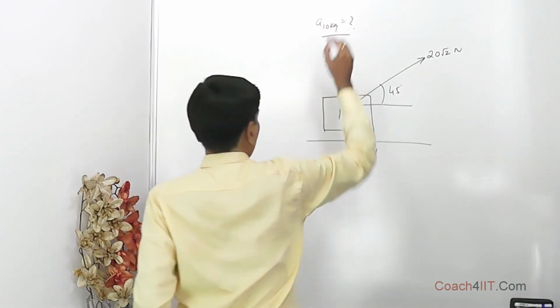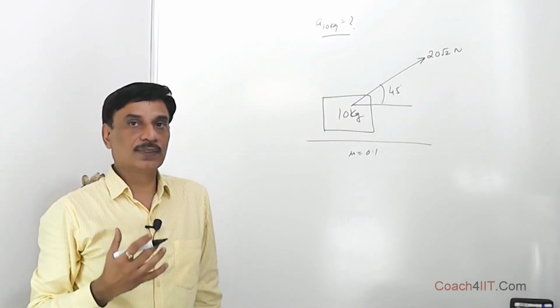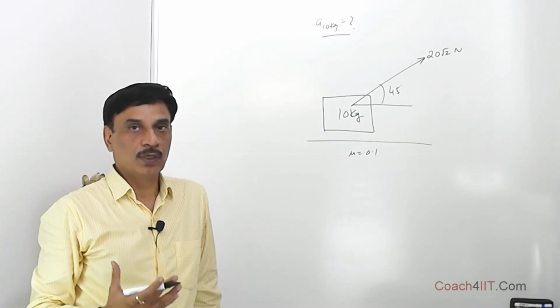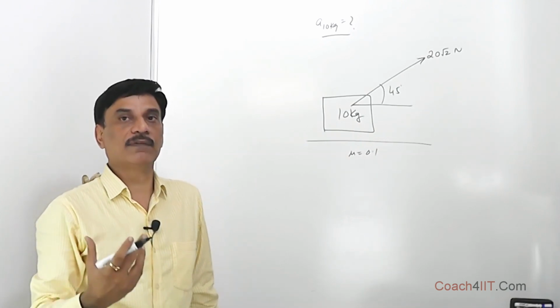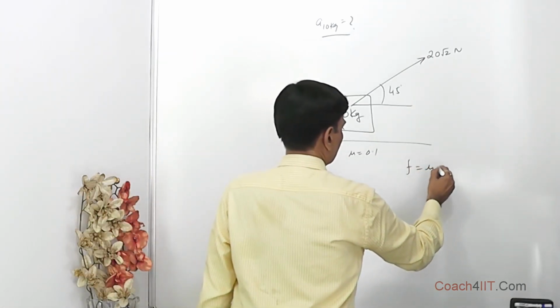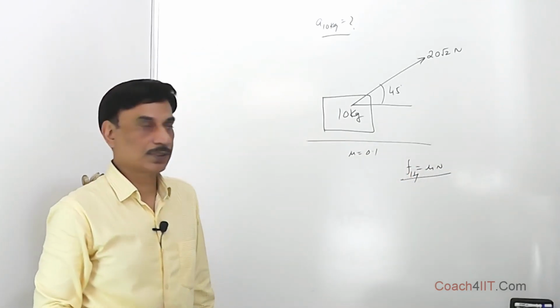What is that value? Obviously, because the friction is there and mu is given, it means that there is going to be some friction force. When friction force is there, we may have to use the limiting value of friction force. And the limiting value of friction force, we know, is F equal to mu N. Limiting value, coefficient of friction into normal reaction.